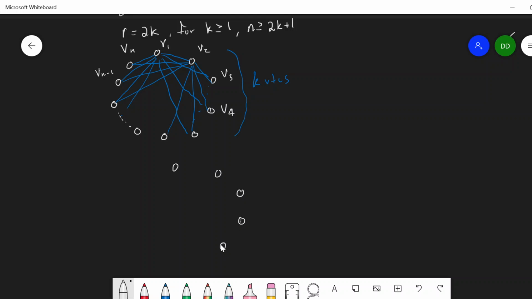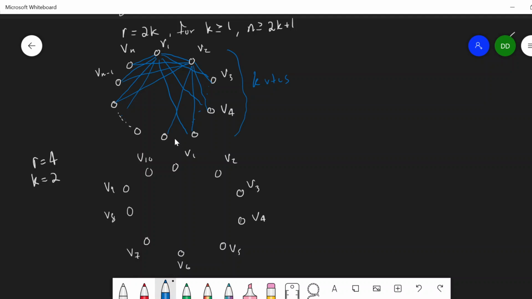V1, V2, V3, V4, V5, V6, V7, V8, V9, V10. I think I have 10 vertices here. And let's say our r is 4 here. Let's say r is even. So we're in this first case, and we're going to use this method. That means my k would be 2.